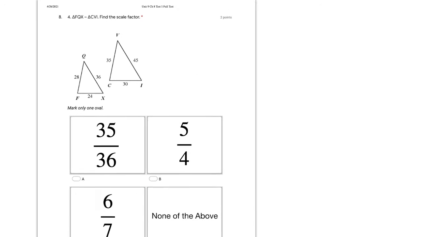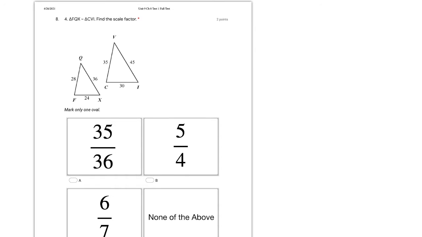Find the scale factor from one triangle to the other one. Just make sure you get the corresponding sides set up with the corresponding sides. So we've got FQ, and it goes with CV, so that's this pair. And then QX goes with VI, so there's QX, it goes with VI. And then, of course, that forces the pink ones here. So those are our corresponding sides, purple with purple, green to green, and pink to pink.